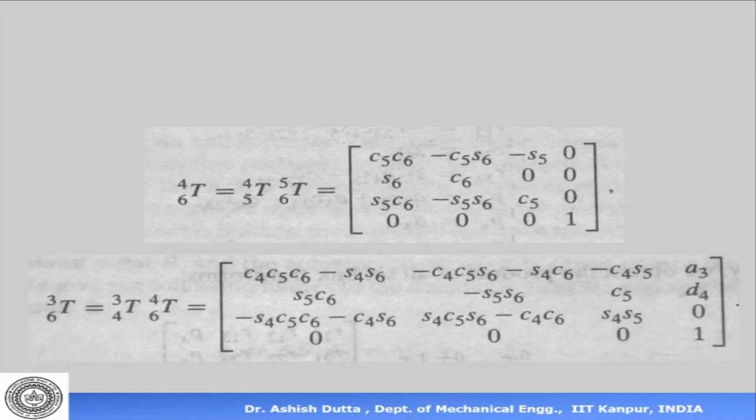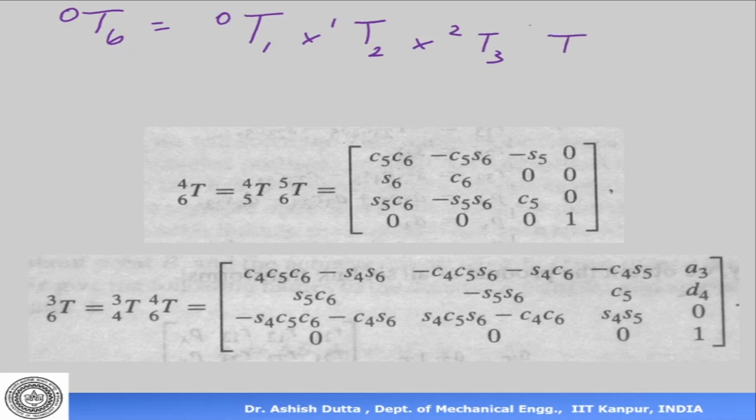Now I want to find the total rotation matrix. So I want to find the total rotation matrix 0 to 6, which becomes equal to T0 to 1, T1 to 2, T2 to 3, then T3 to 4, T4 to 5, and T5 to 6. These are all multiplications. Okay, so we have just found the 6 matrices. Now we multiply them out.